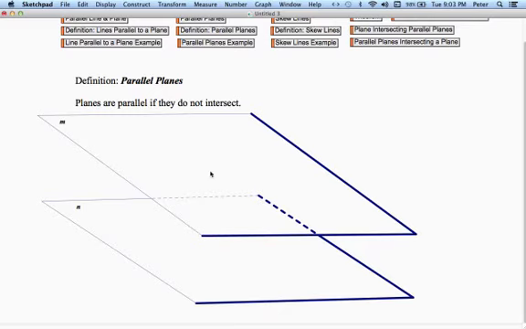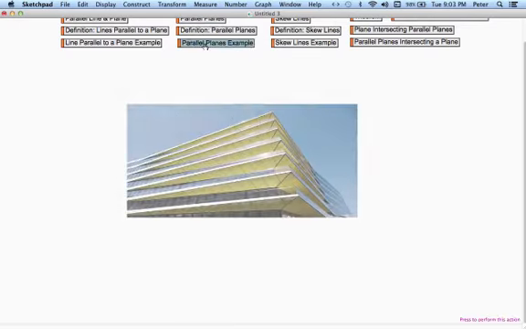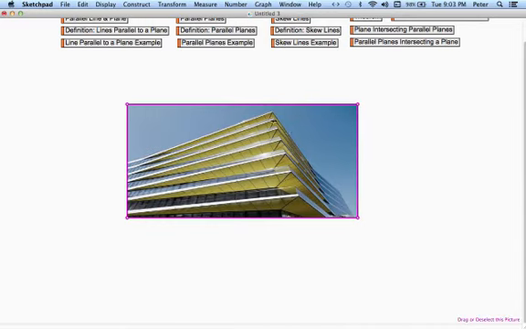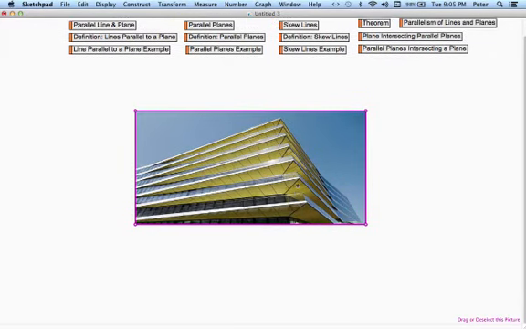so they'll never intersect. Let's take a look at what some parallel planes might look like in real life. The floors of a building, while not infinite, are an example of parallel planes. The second and third floor, while not infinite, are not going to intersect, nor will they intersect the fourth, fifth, or any of the other floors. So while these are just floors of a building, they're not really representing infinite planes. They are parallel to one another because the floors will never intersect.